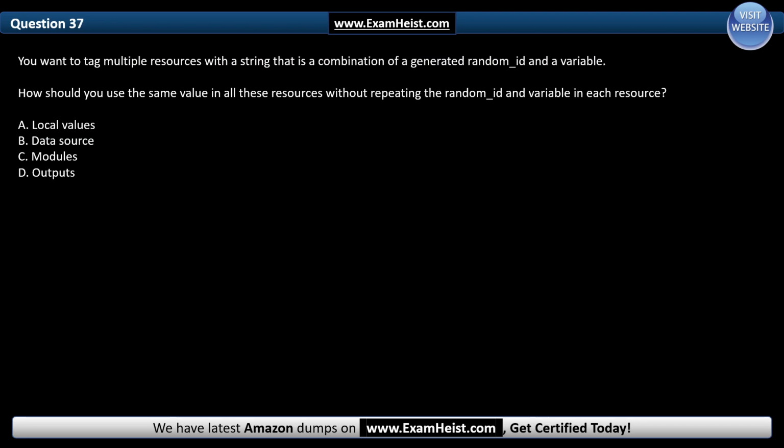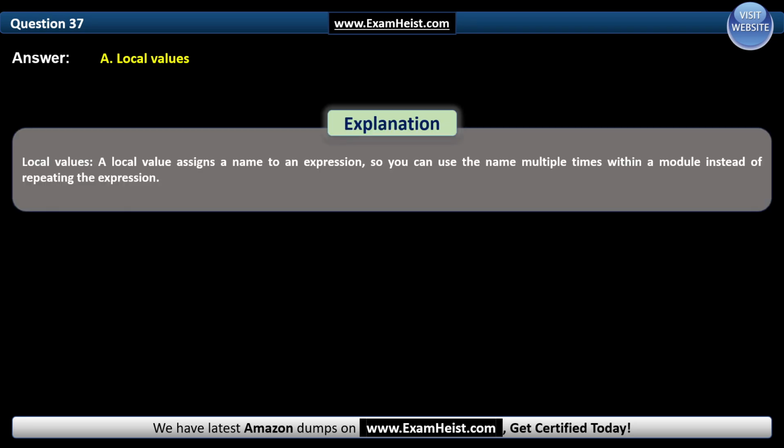Question 37. You want to tag multiple resources with a string that is a combination of a generated random ID and a variable. How should you use the same value in these resources without repeating the random ID and variable in each resource? The correct option is A. Local values. A local value assigns a name to an expression, so you can use the name multiple times within a module instead of repeating the expression.